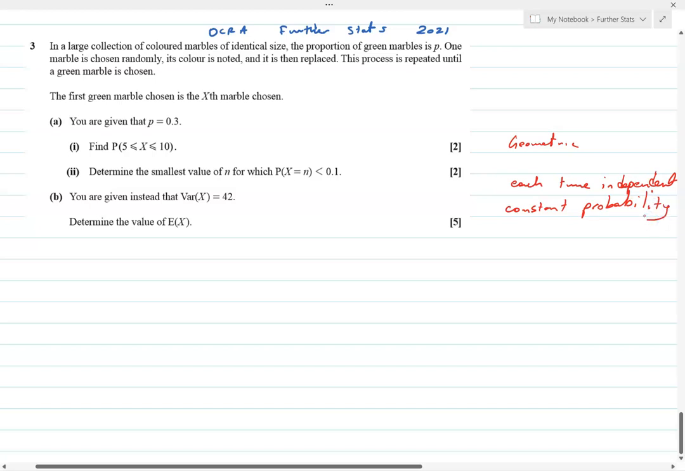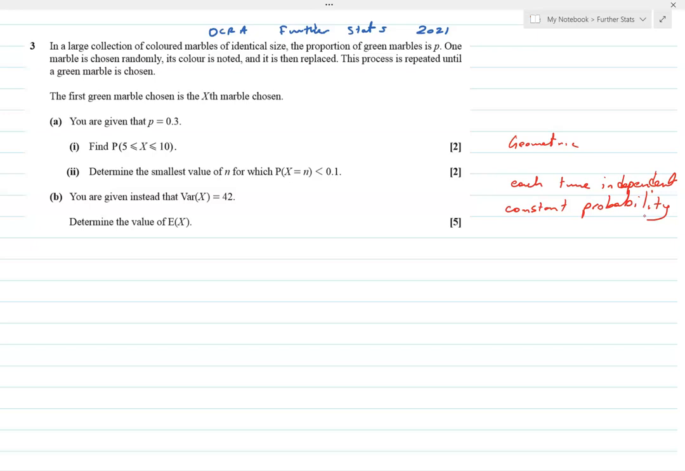For the constant probability, we needed the replacement for it to be constant probability. In that case, for the geometric distribution to be used, we need replacement so the probability is the same. And independence can be reasonably assumed from the situation described. But anyway, that's not what the question is asking, but it's worth saying as a bit of background and as a reminder that we need to know that on this specification.